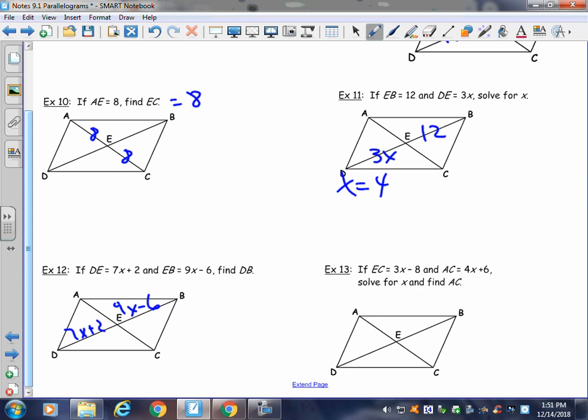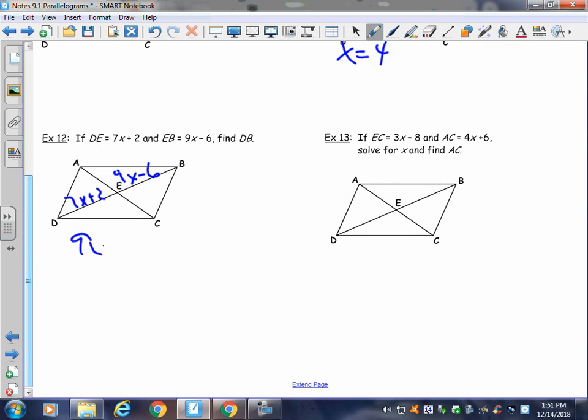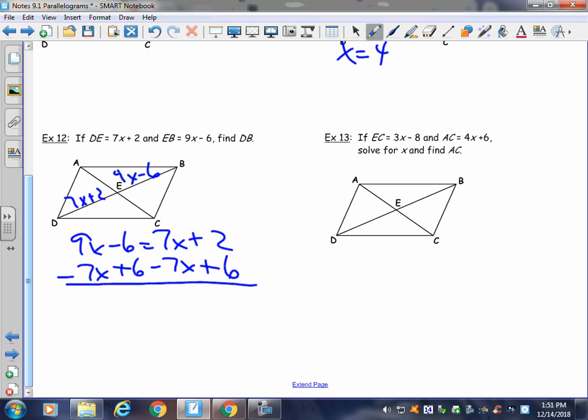Oh, thank you. So if I have 9x minus 6 equals 7x plus 2, I can take away 7x. I can add 6. That's going to make 2x equals 8 and x equals 4. Is all they wanted to know x? No. They'd like to know what the whole line is. So if we put 4 in, for example, right here, 7 times 4 plus 2 is 30. But that's only from here to here. So how much is BD? 60.